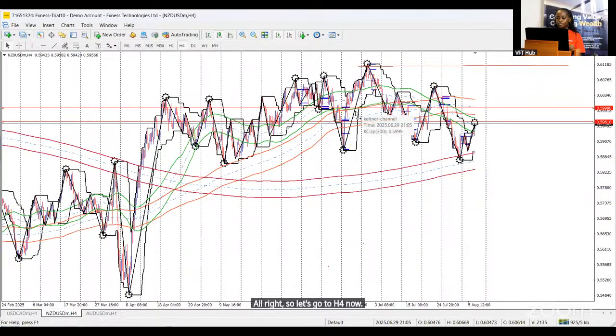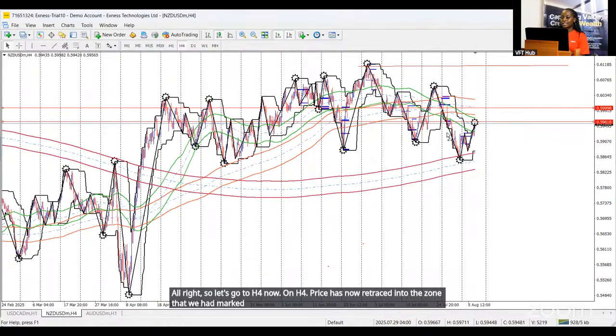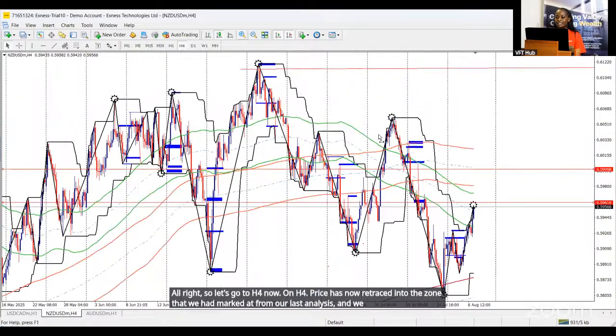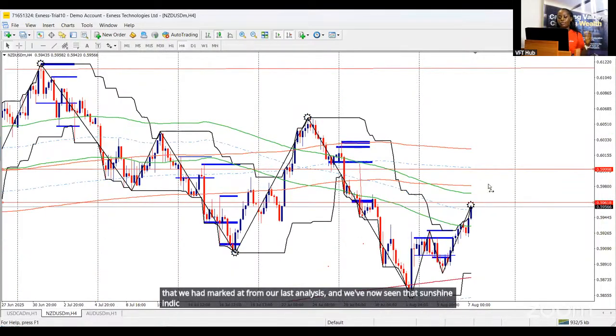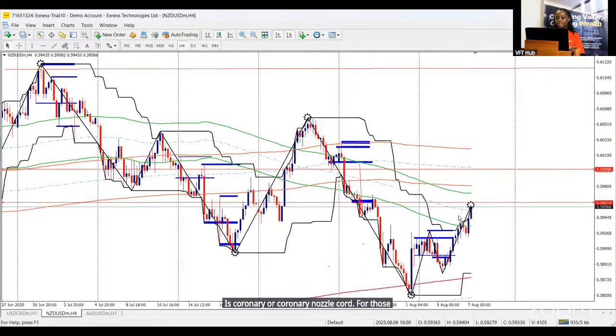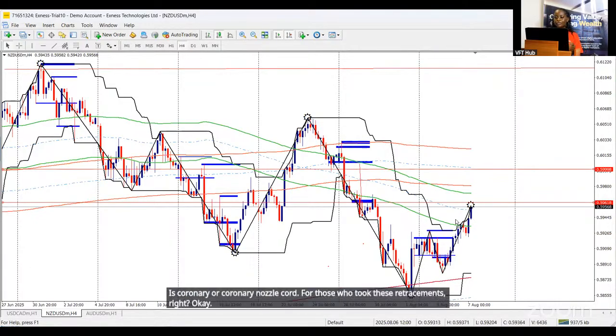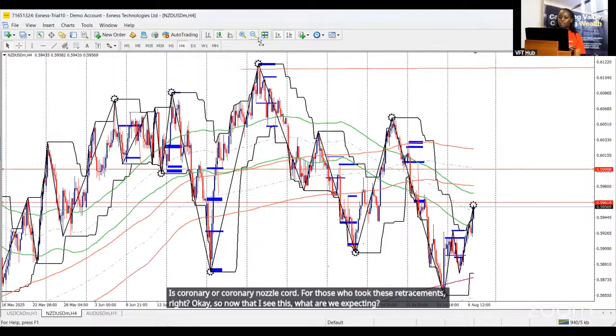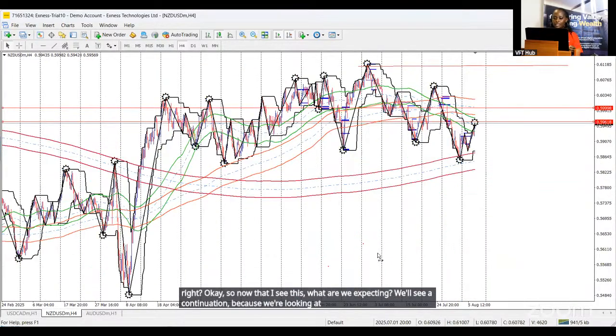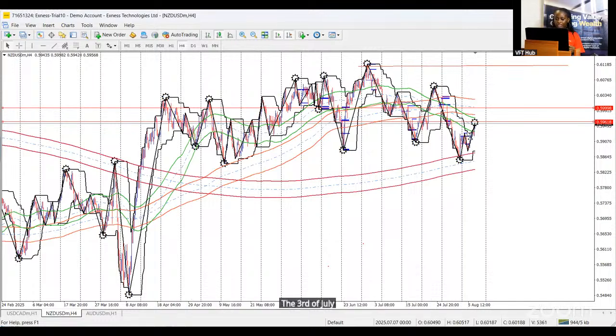On H4, price has now retraced into the zone that we had marked out from our last analysis, and we've now seen that sunshine indicator has been printed. Profit taking is currently occurring or has occurred for those who took these retracements, right? Okay, so now that I see this, what are we expecting? We'll see a continuation, because we're looking at what price has been doing since somewhere around the 3rd of July, thereabout. It's been selling, right?